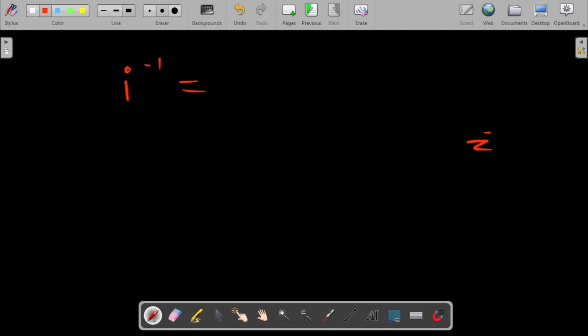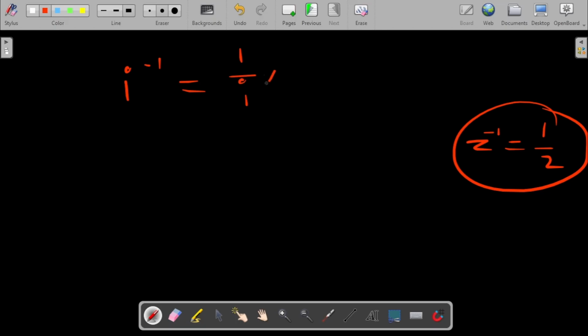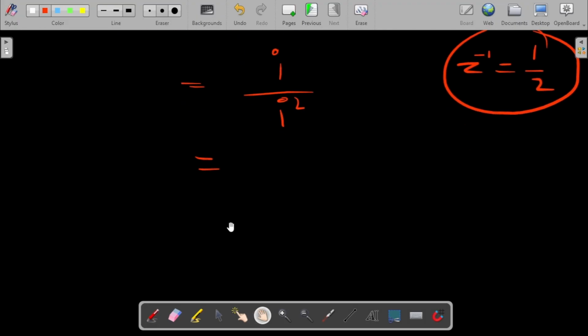Here I discuss i to the power minus n, we can write as 1 by i to the power n. So i to the power minus 1 can be written as 1 divided by i. Now if I multiply i with numerator and denominator, what will I get? i divided by i square. Now i square is what? i square is minus 1. So i divided by minus 1. And this is equal to what?